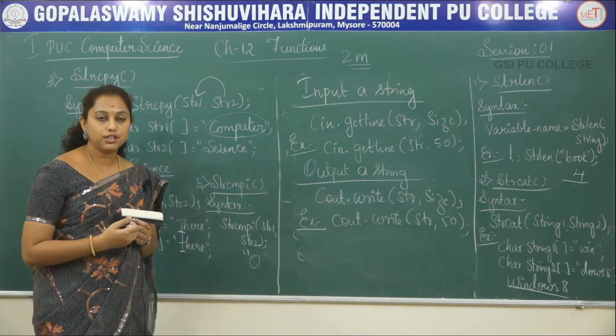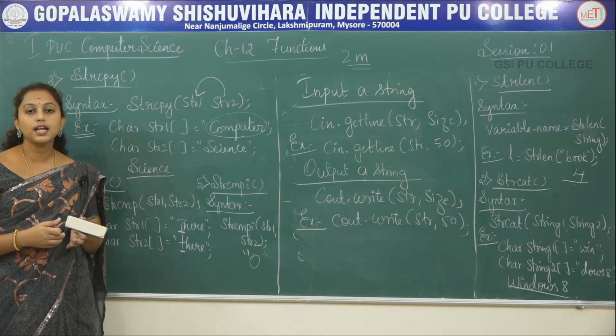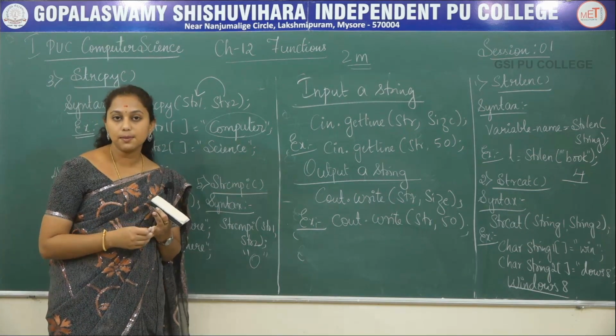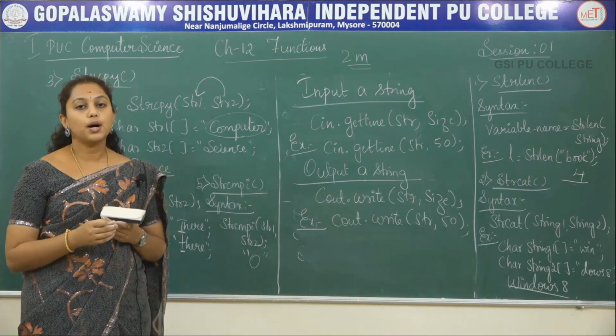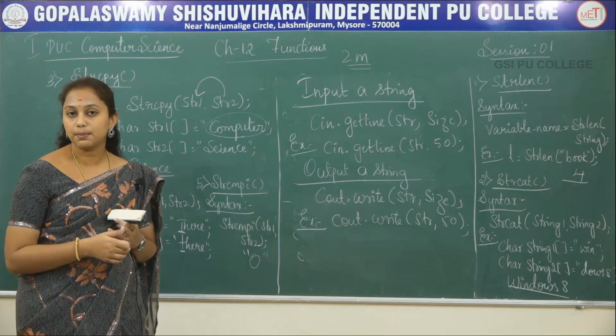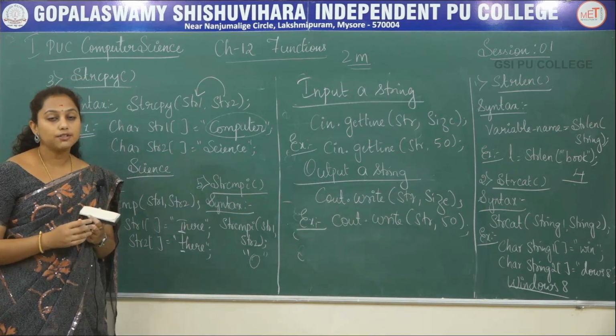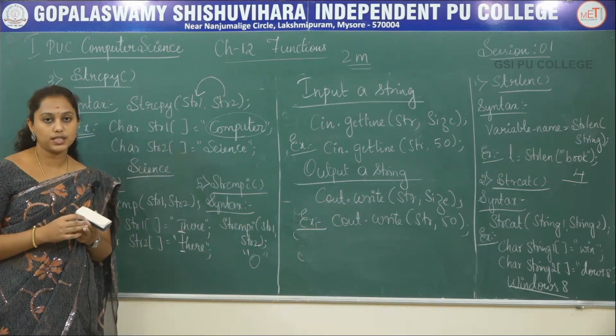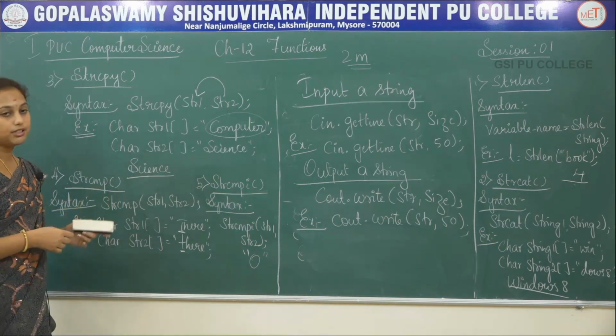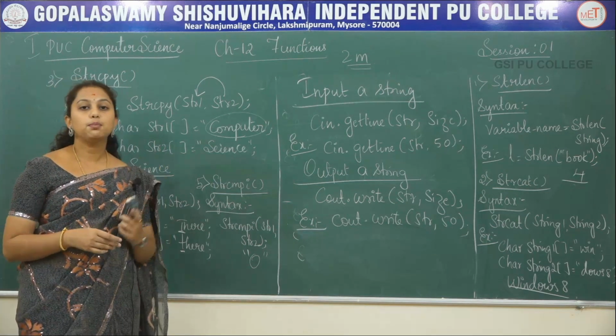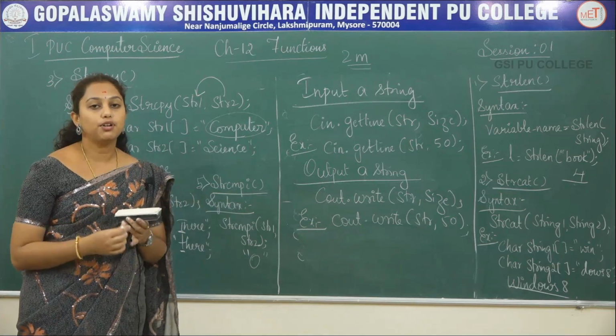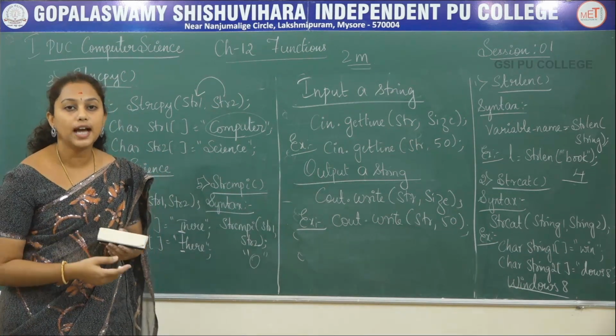So what are character functions? The different character functions are isalpha, isdigit, isalnum, toupper, tolower, isupper, islower, and ispunct functions. The get function is used to input a character and the put function is used to output a character.